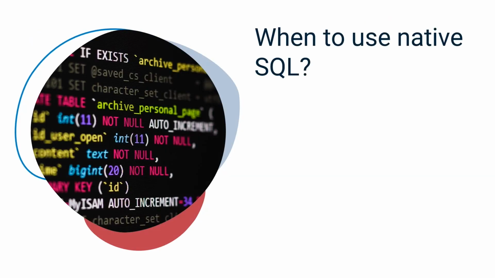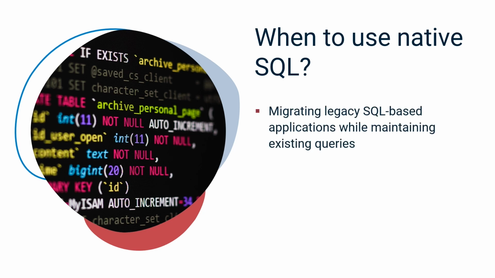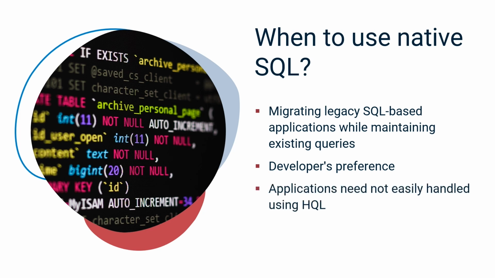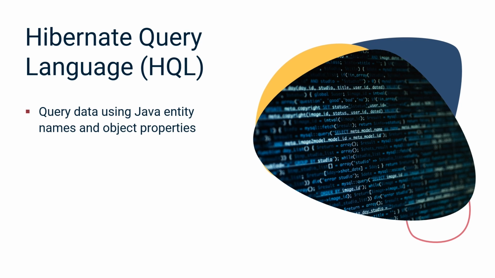So, when would you use native SQL? Native SQL is useful when migrating legacy SQL-based applications to Hibernate while maintaining existing SQL queries. Developers may prefer native SQL when performing database-specific optimizations that require fine-tuned indexing strategies. In some cases, applications need to work with database views, stored procedures, or complex joins that are not easily handled using HQL.